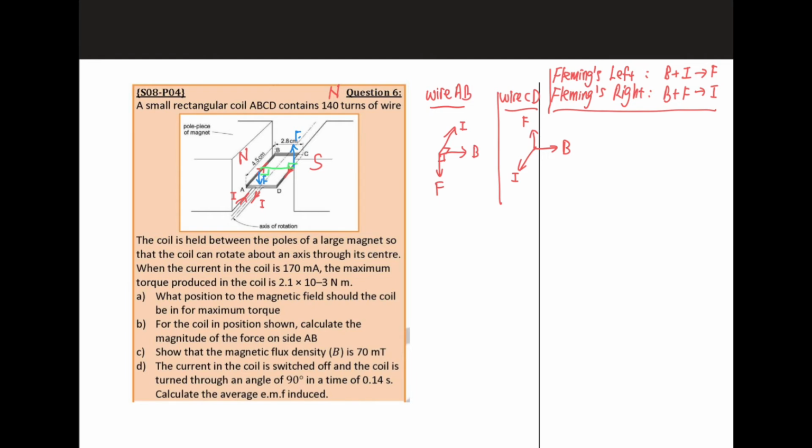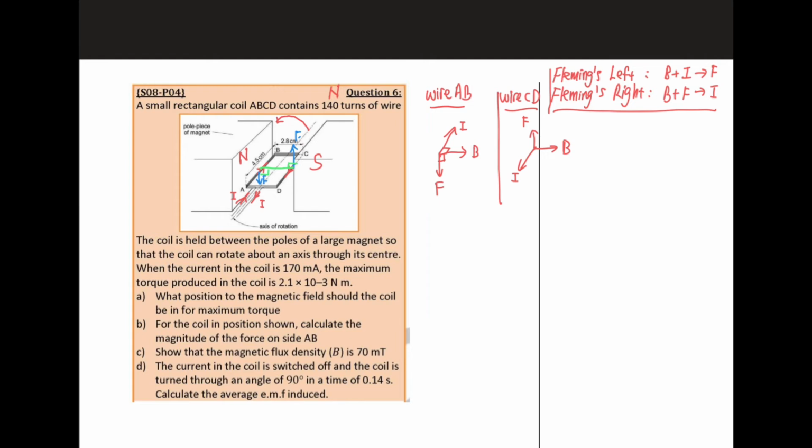Okay, so let's consider the different possible positions. As what we know now, the coil is spinning in anti-clockwise direction based on the force. As you see here, they are going down. Here they are going down, and here they are going up. So meaning that the coil is spinning this way, anti-clockwise direction.